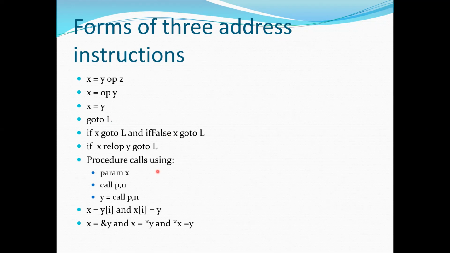Then if it is going to be a procedure call, you have to write the parameter x, and then you have to call the function name and the input to be passed. Then y is equal to call p comma n.